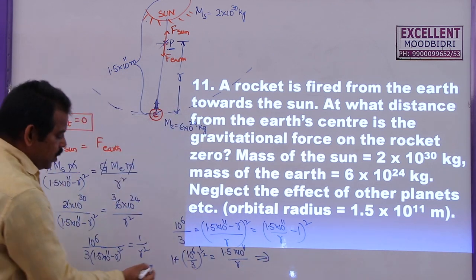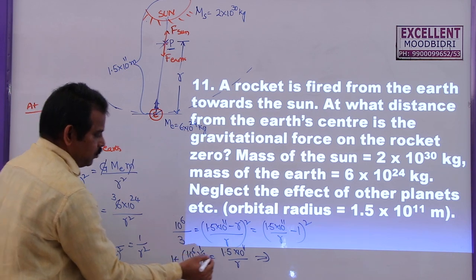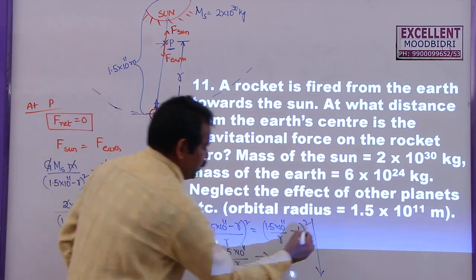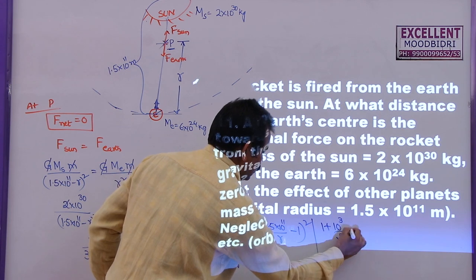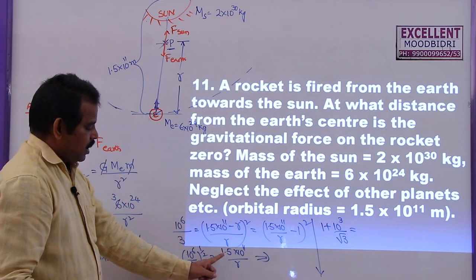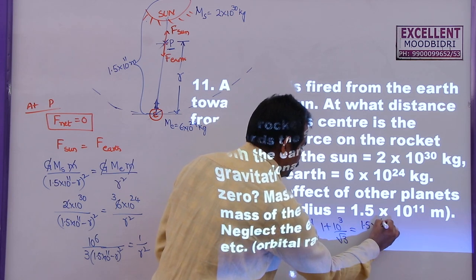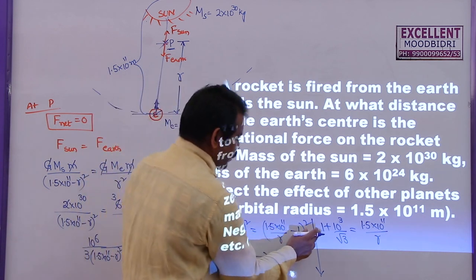So from this, what is this 1 value plus (10^6)^(1/2), which means 10^3 only. So here I am writing 1 plus 10^3/root 3 is equal to, on the right side, we have 1.5 × 10^11/r. I need the r value. So first let me find out this.